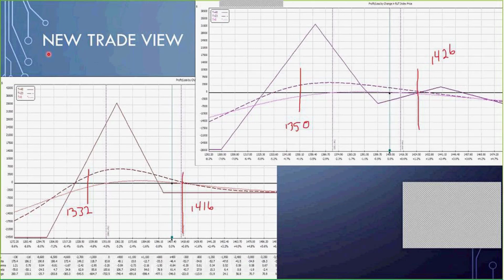But you definitely need to look at it as a whole new trade, because this trade is gone. This is your new trade. Where's your new risk reward? Well, if you haven't drawn down, then your new risk rewards would be 1426 and 1350, which is different than the original 1332 and 1416. And those are your new adjustment spots. So now if the market comes back down here at 1350, you're going to need to do something about it.